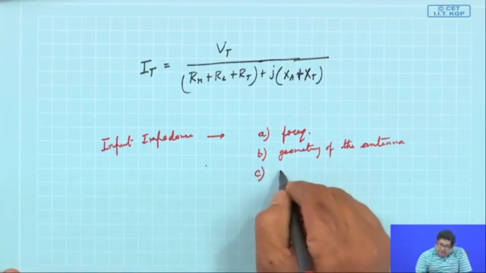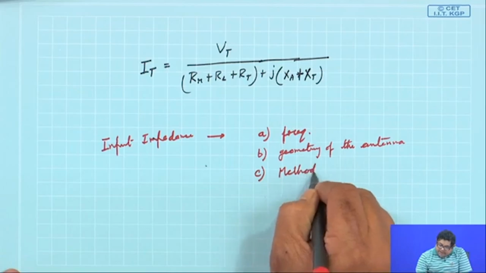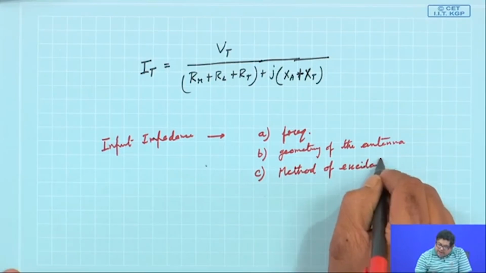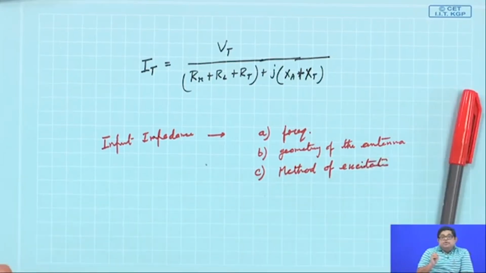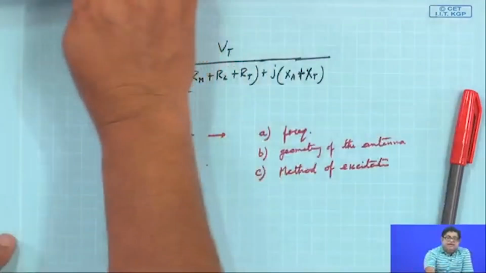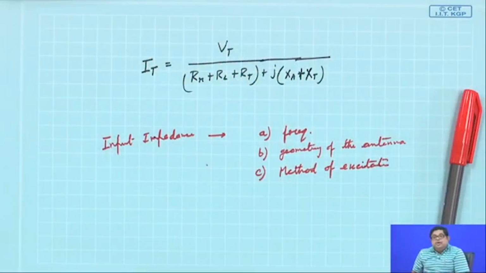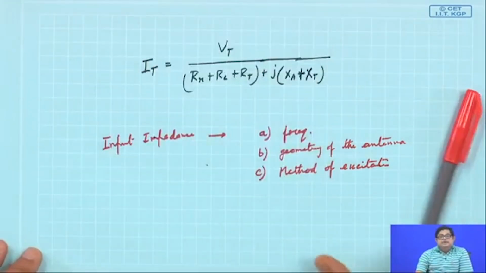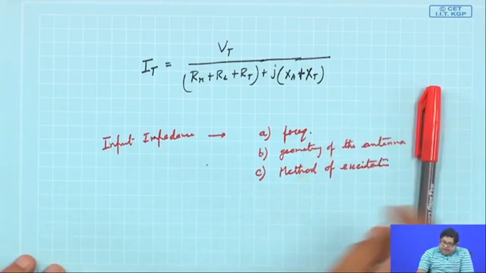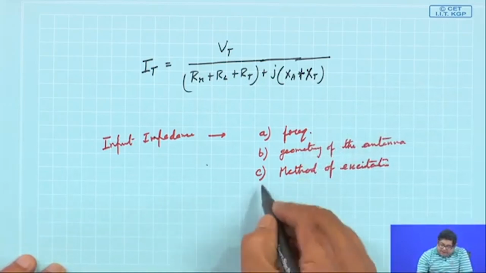Then also the method of excitation of the antenna, because for high frequency things, how you excite the antenna, how you put this transmission line, how it is connected to the antenna. There are various ways of connecting, loop coupling, probe coupling, etc., and that will change the impedance. That may drastically change the impedance. If the excitation is not proper, you won't get the proper coupling, etc. So, input impedance definitely depends on the method of excitation.